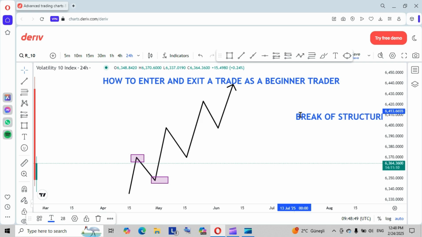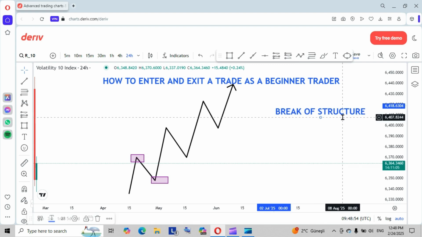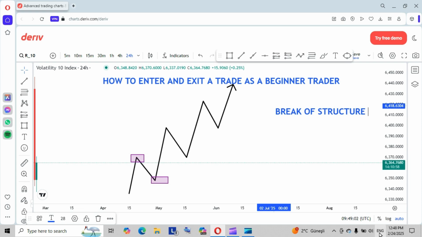Okay, this is called break of structure. It's also called BOS. So in case you have seen this particular one, BOS is just the same as break of structure.